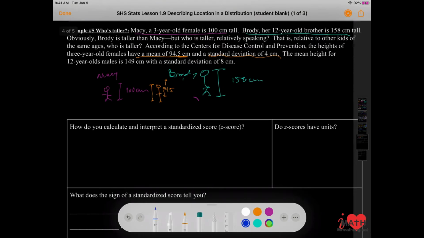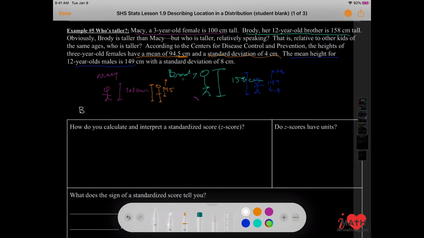The mean height for 12-year-olds is 149. So there's the average 12-year-old male with a mean of 149, and then you can add plus 8 or minus 8 for the standard deviation. Okay, that's what standard deviation means, right? It's the spread. So what does that mean?